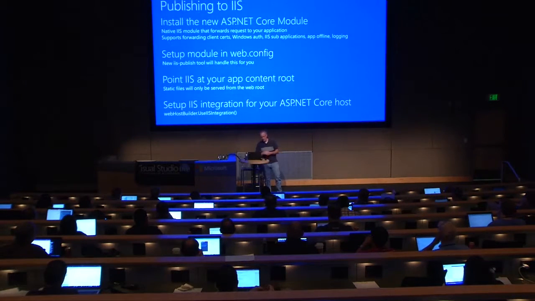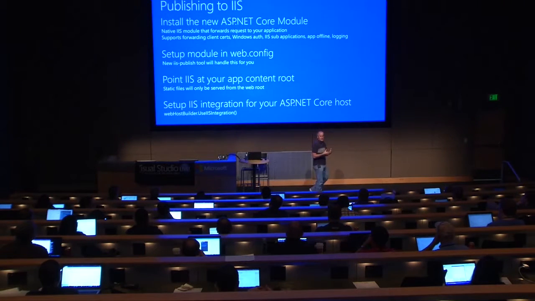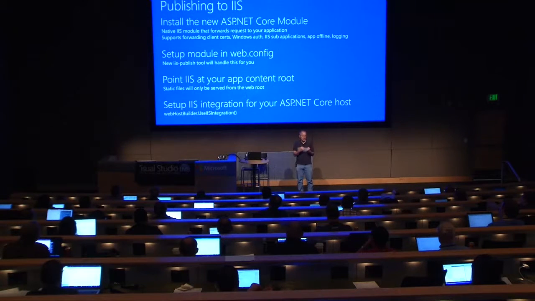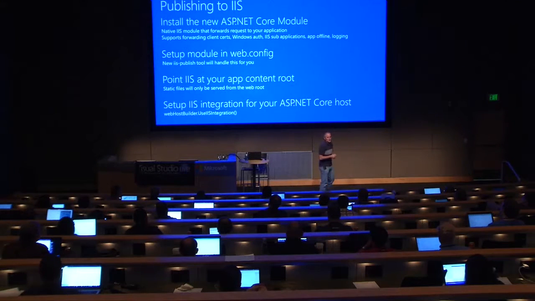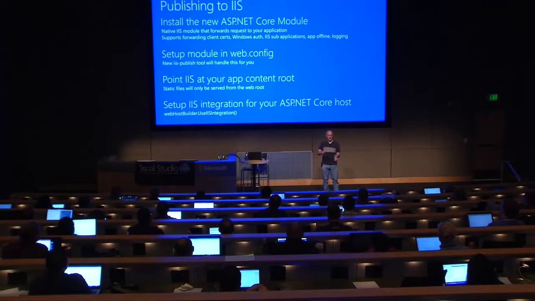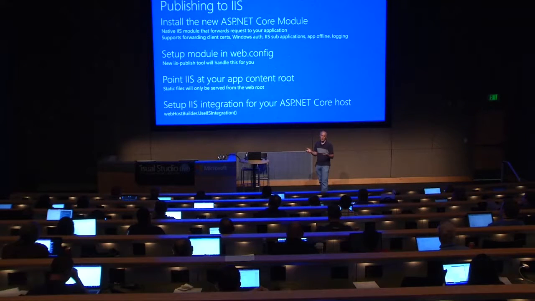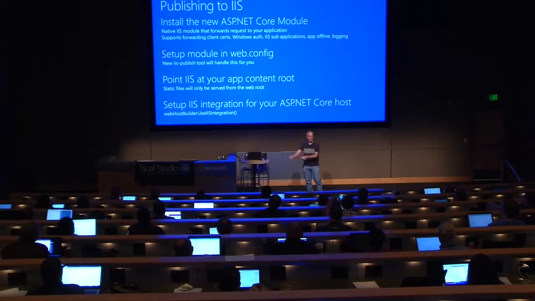How does that look when you're dealing with IIS? With IIS, we ship a new native module that's called the ASP.NET Core Module. What this module does is it receives requests through IIS, and then it just forwards them to a process of your choosing, some exe that you tell it to start and hand the request off to whenever it receives the request. And that's all it does. It's just a forwarder. It does have a bunch of other features that it supports. It supports forwarding client credentials. It supports Windows authentication, IIS sub-applications.